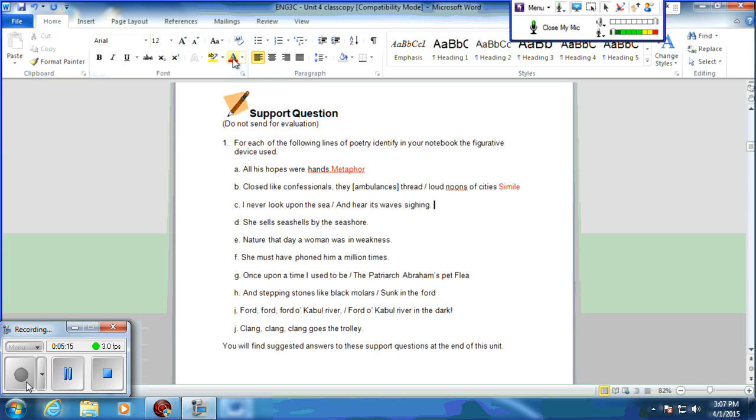So C says, I never look upon the sea and hear its waves sighing. Waves can't sigh. That's a human characteristic, a human quality. So since they gave a human quality to an inanimate object, something that's not human, that becomes an example of personification.